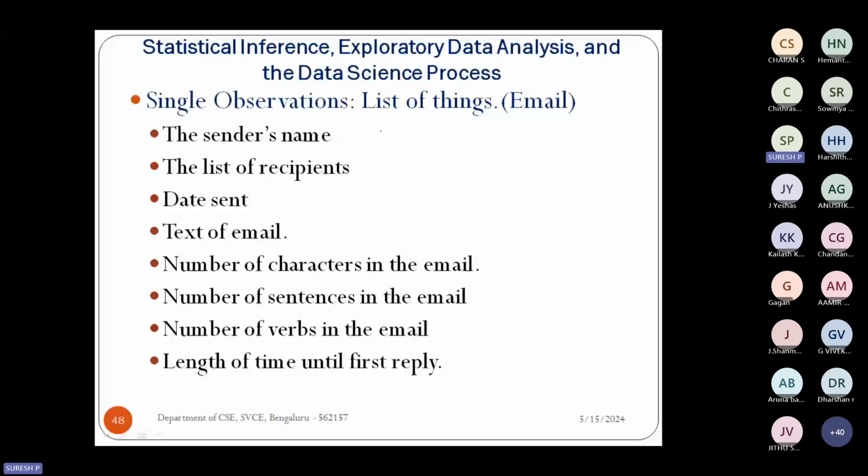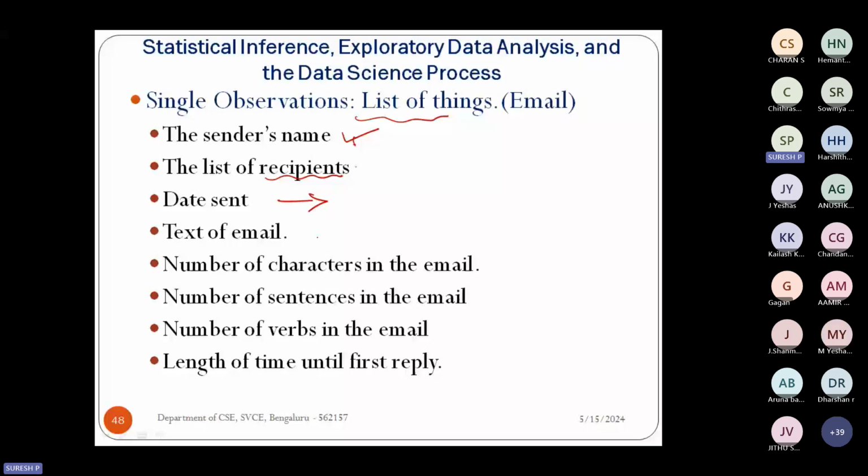One observation is the sender's name, that is, who is the person sending that particular email. The second is the list of recipients to whom it has been sent. Then on what date that particular mail is sent. Then what is the text you have written in the email. Then the number of characters in the email, the number of sentences in the email, the number of verbs in the email, and the length of time until first reply.